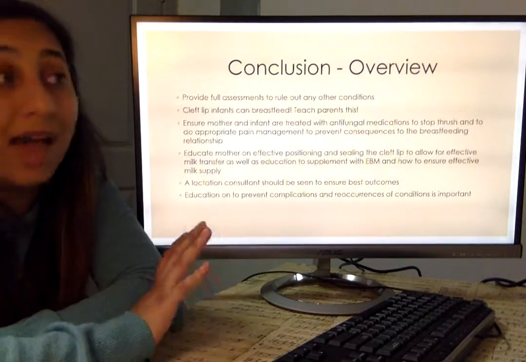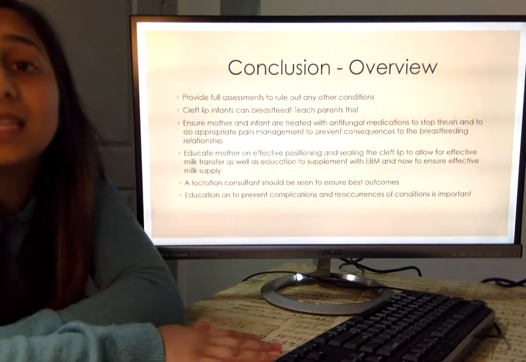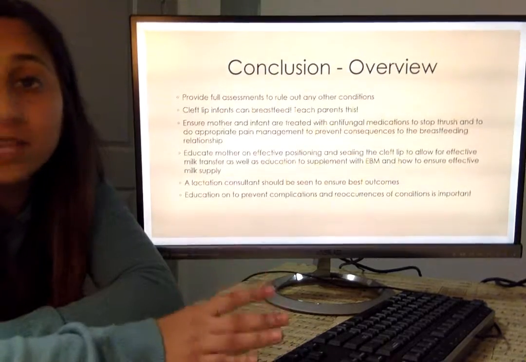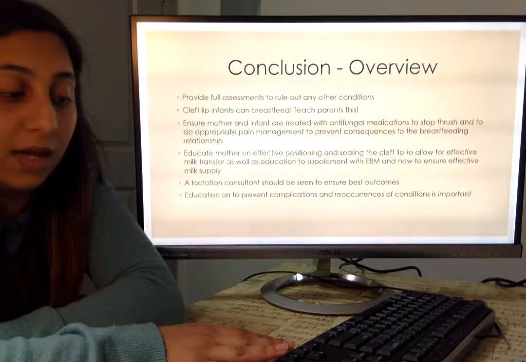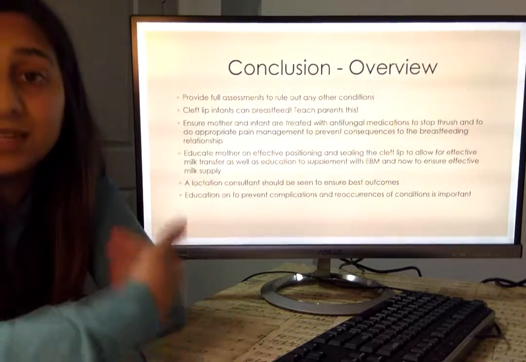As nurses, we need to demonstrate and help foster these parents to learn how to do everything they can and how to manage these conditions. That is our job.